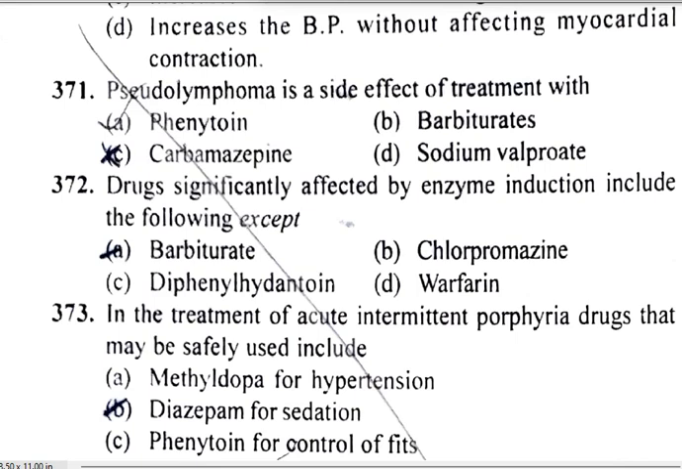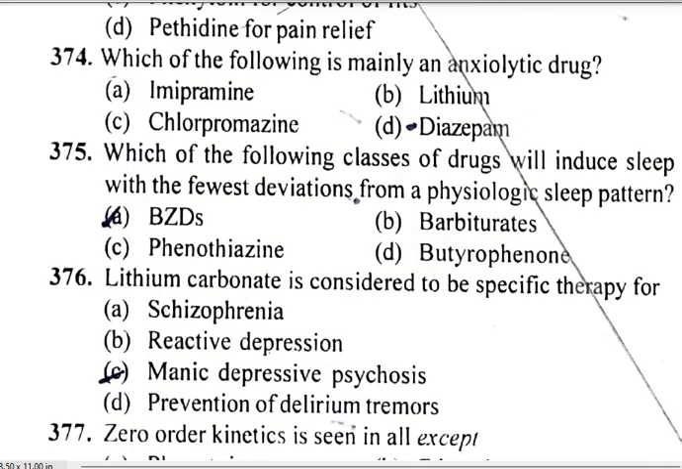Pseudolymphoma is a side effect of treatment with phenytoin. Drugs significantly affected by enzyme induction include the following except barbiturates. In the treatment of acute intermittent porphyria, drugs that may be safely used include diazepam for sedation. Which of the following is mainly an anxiolytic drug? That is diazepam. Which of the following classes of drugs will induce sleep with the fewest deviations from a physiological sleep pattern? That is benzodiazepines.